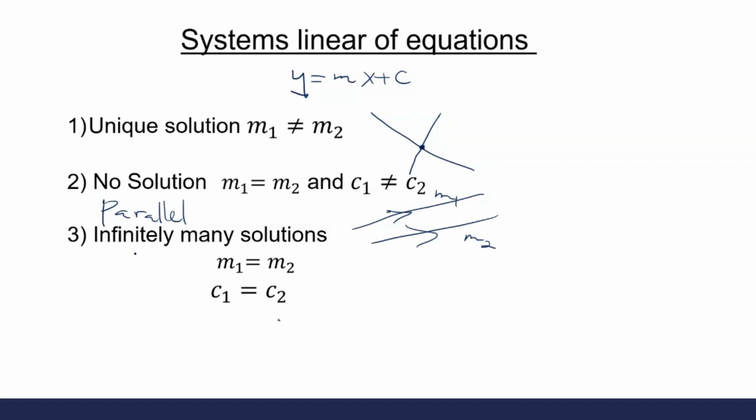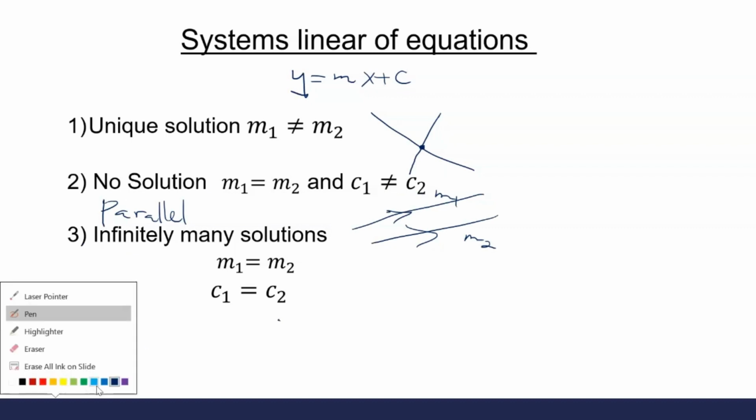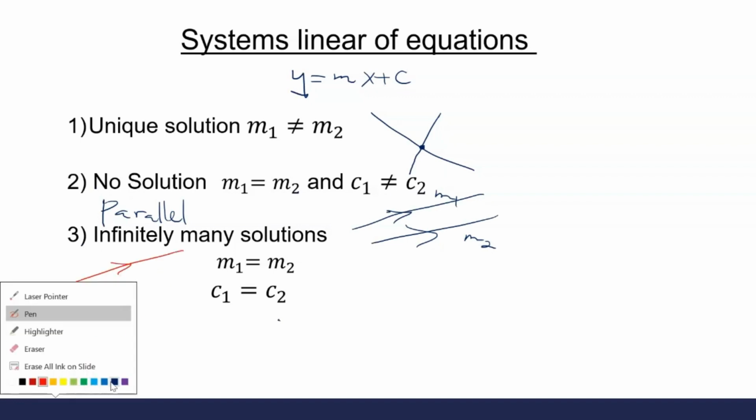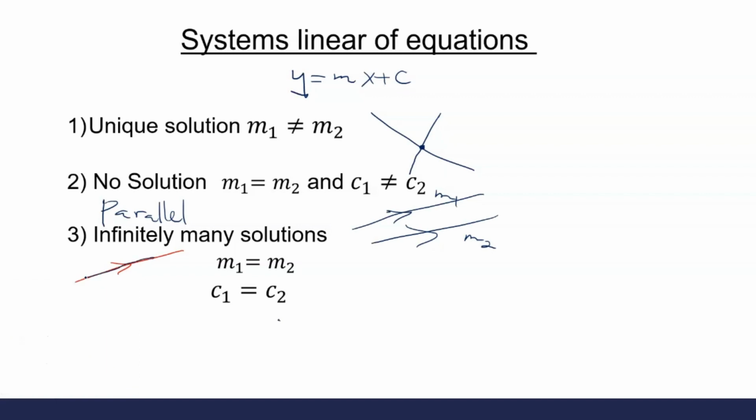Then infinitely many solutions. That is a scenario whereby line 1 is on top of line 2. So M1 equals M2 and C1 equals C2. Let's have a look at an example whereby we want to find out the no solution and infinitely many solution cases.